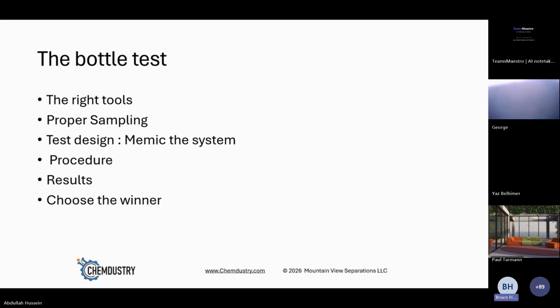to do the things that need to be done in the bottle test versus the real system. The basic procedure I went through just now, but it's a little more complex than that. And then you look at your results, and from your results, you decide your best option of your demulsifier. There might be one or two options or three or four, and then you choose your winner. You choose your winner depending on availability, price, treatment, and ease of handling. Next slide, please.